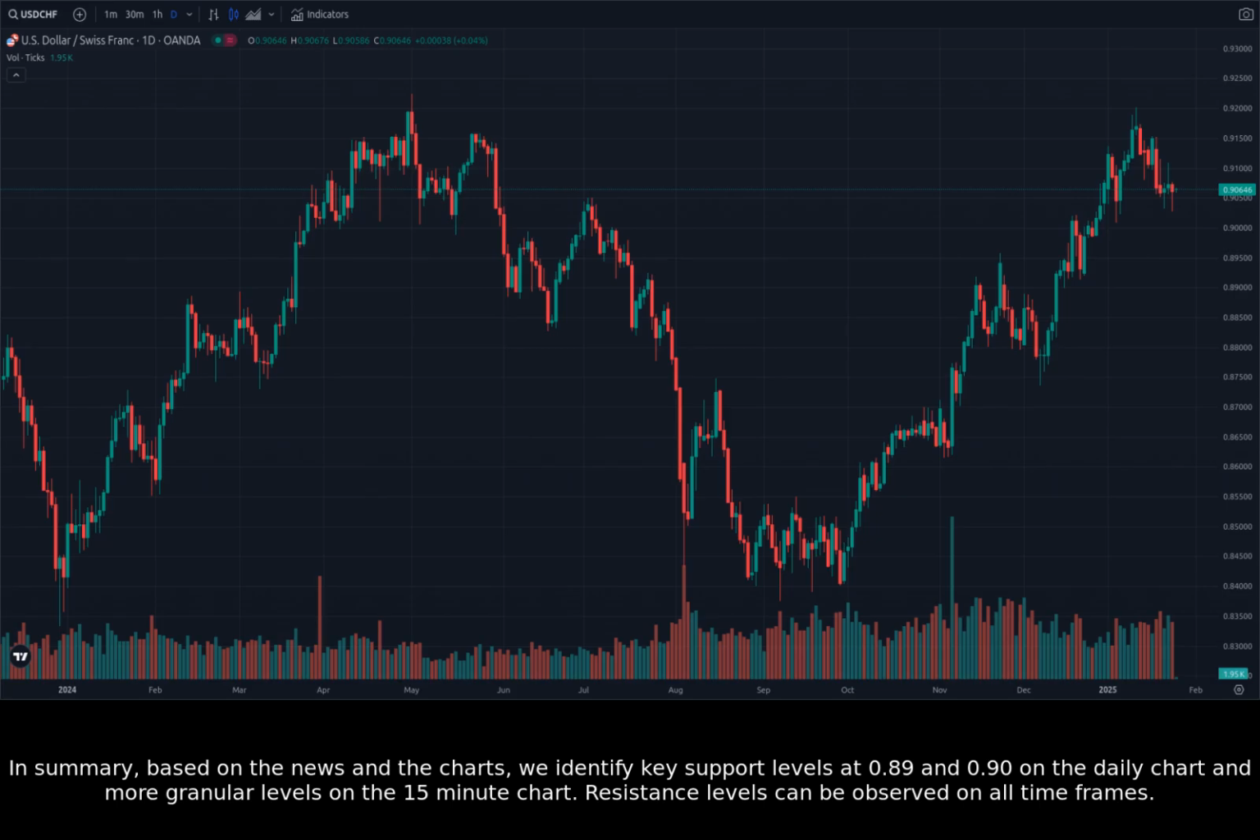In summary, based on the news and the charts, we identify key support levels at 0.89 and 0.90 on the daily chart and more granular levels on the 15-minute chart. Resistance levels can be observed on all time frames.